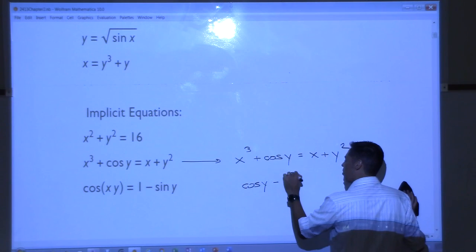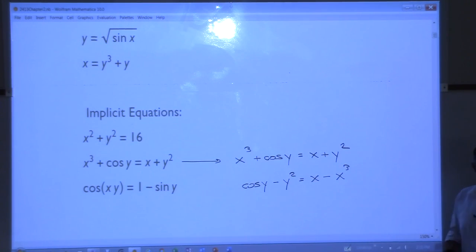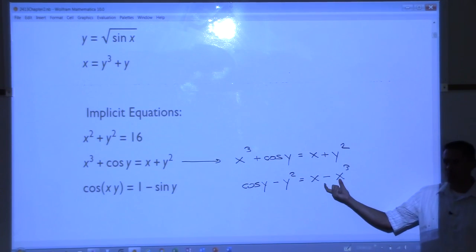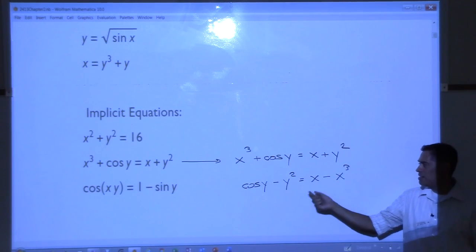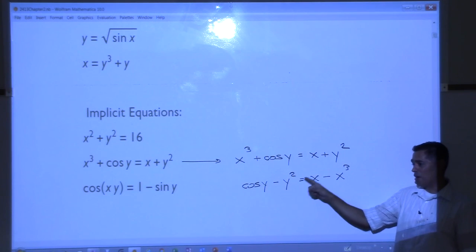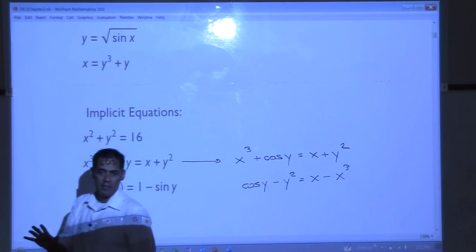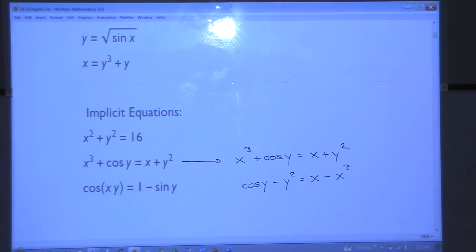Let's pull that y squared to this side. Let's get that x cubed to the other side. So that's a start, right? Right now, if somebody gave you x, you could not tell me what y is. You couldn't, because this does not say y equals that. It says cosine of y minus y squared equals that. So giving somebody x right now is not enough to get y. So anything else we could do to try and get y by itself?